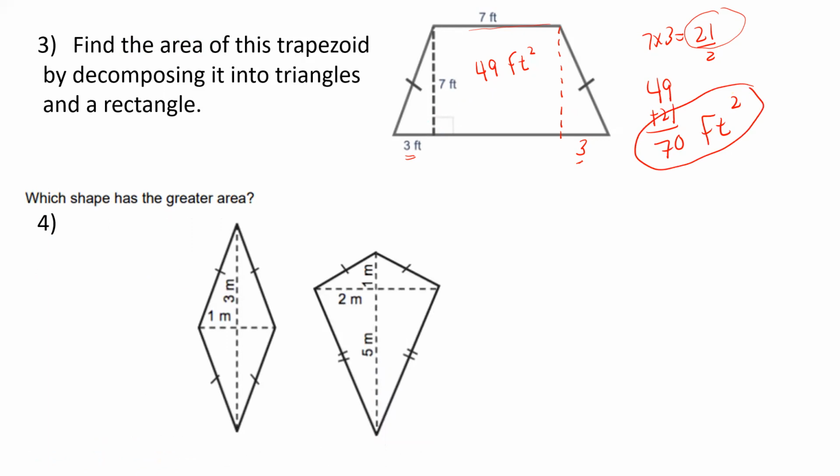Number 4, which shape has the greater area? So to me, these look like kites. You ever flown a kite? Here's the tail, so on and so forth. But anyway, they've divided these kites into 4 triangles.